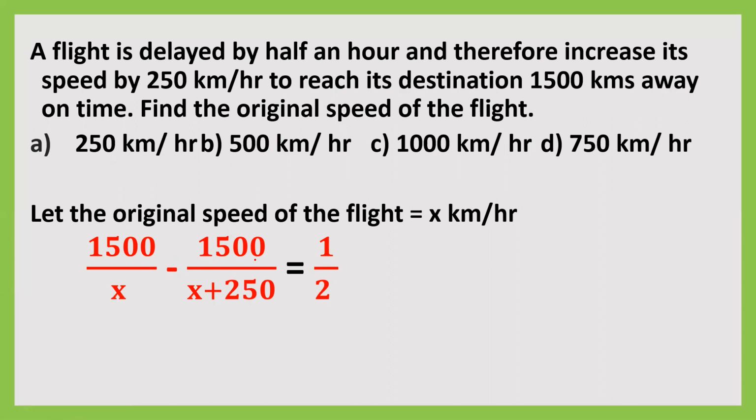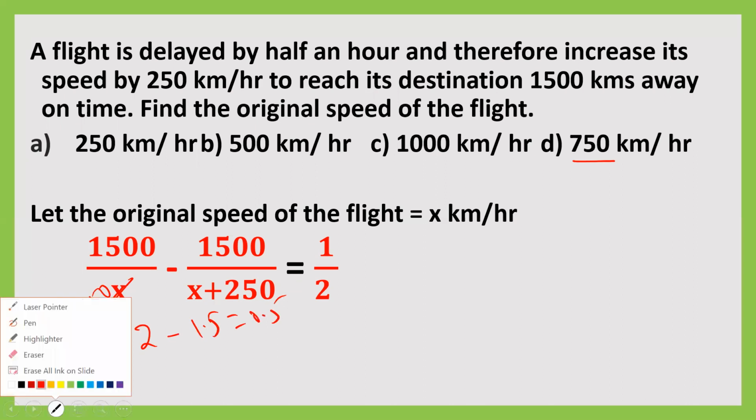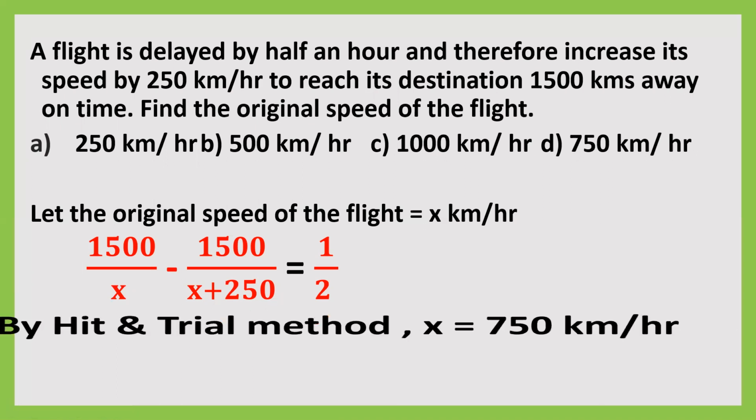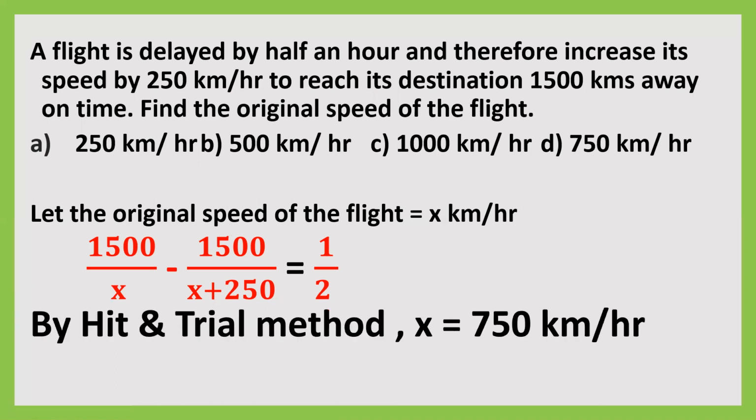If you put 1000, you will be getting fractions. Put 750 in place of x, and you'll get here 2 hours and this is 1.5 hour. The difference is 0.5 hour. See, this kind of question will be solved by this approach only. There is no other approach. So by hit and trial method, x is equal to 750. The answer is 750, the original speed of the flight. And this is a previous question. This question you will find in all the books.